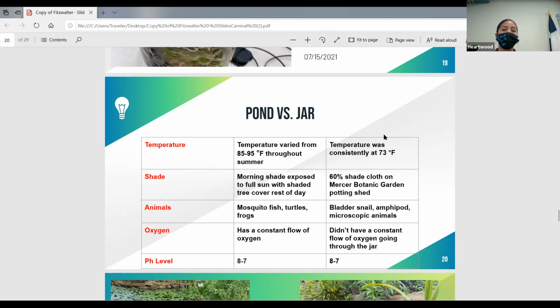And when it came to the jar, it stayed in the potting shed, which has a 60% shade cloth on top of the building. When it came to animals, there were larger animals in the pond, which were mosquito fish, turtles, and frogs. And in my jar, there were smaller animals like bladder snails, amphipods, and microscopic animals. When it came to oxygen, the pond had a constant flow of oxygen. However, with the jar, there would be weeks where I didn't open the jar. However, I suggest that the Bacopa was the main source of oxygen for all the organisms inside the jar.